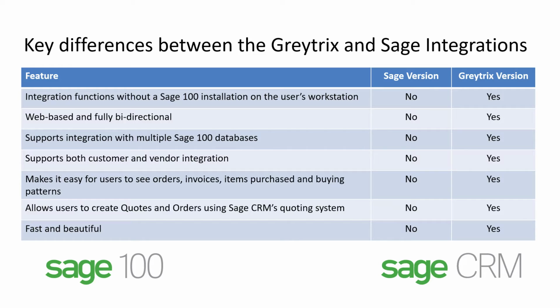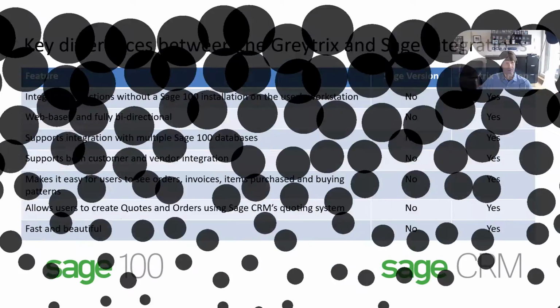I used to be focused on the key differences between the Greatrix version of the Sage 100 and Sage's integration. Less so now because there's really less of a comparison. You've either seen the Greatrix integration and understand why it's so different, or you haven't given it enough attention yet.